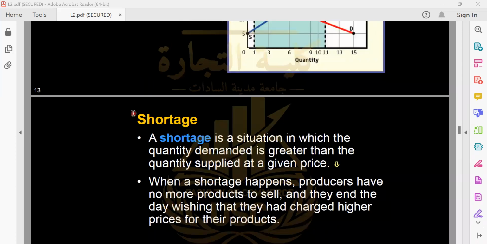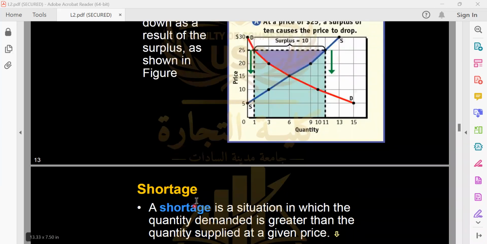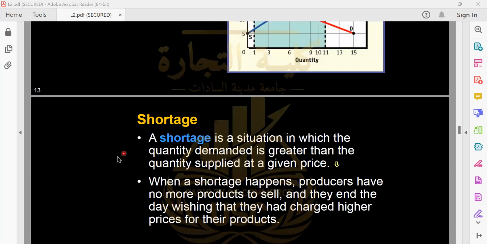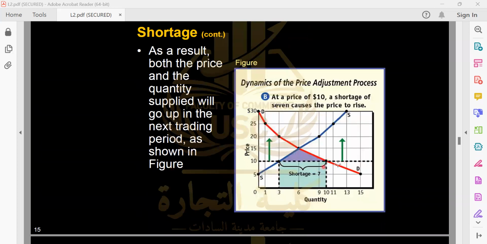And a shortage. A shortage is an important definition: it is a situation in which quantity demanded is greater than quantity supplied at a given price. So when a shortage happens, producers have no more products to sell and they end up wishing they had charged higher prices for their products. So when we have a shortage, that means the price is too low, and when the price is too low, we have quantity demanded larger than quantity supplied.